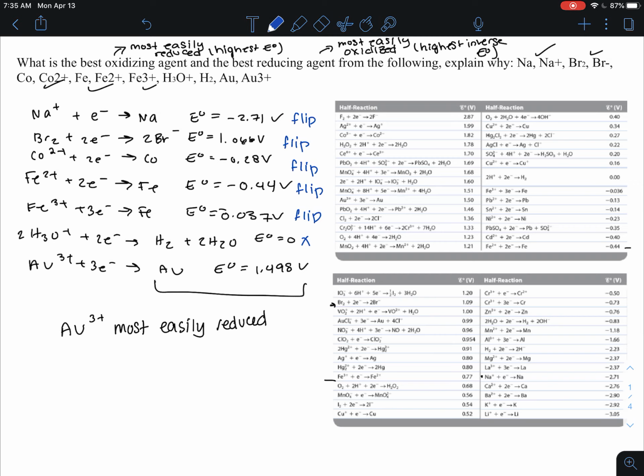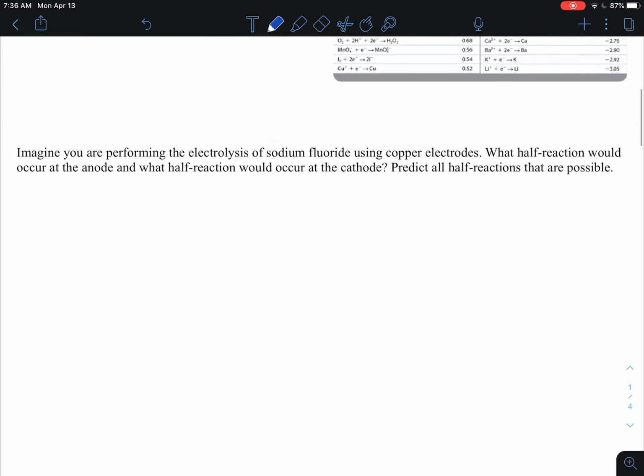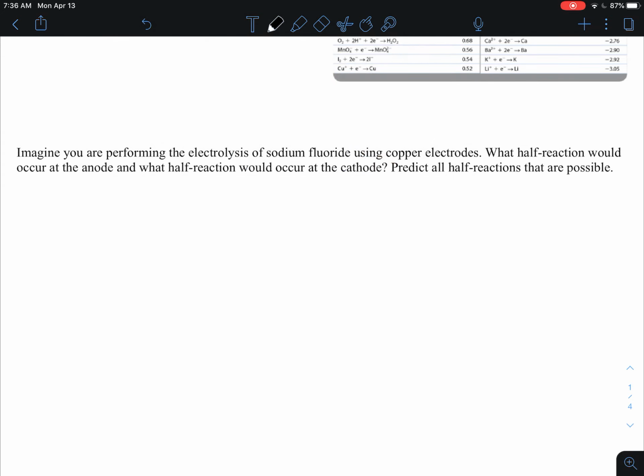Well, it's going to be the more negative one, because the most negative, if we flip it, will be the highest positive. So therefore, sodium, because if we flip it, we have Na to Na plus plus an electron, and the inverse of this, 2.71. So sodium is most easily oxidized. And it kind of makes sense because it's such a reactive metal. Awesome. Let's look at another question.